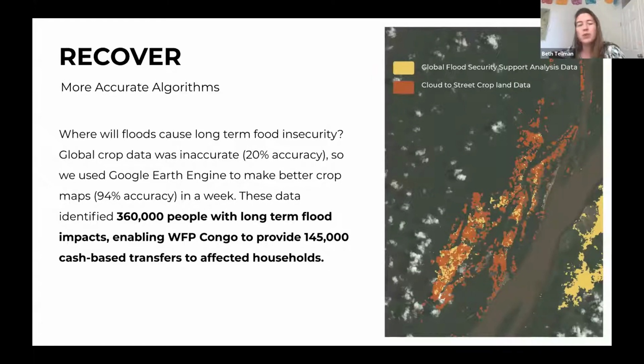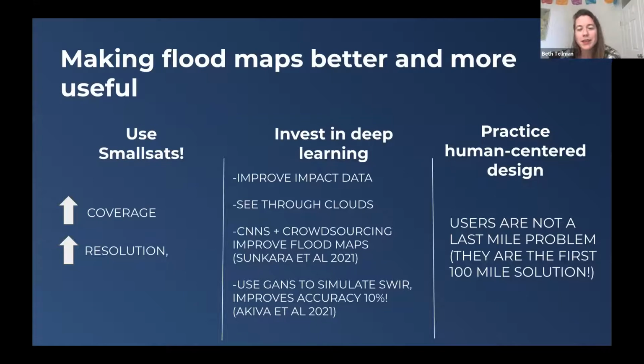Okay, so those are where flood maps can be used in the response, recovery, and preparedness phase of the disaster cycle. And I want to transition a little bit to some of our technical work coming out of our lab. And these are sort of the 3 insights that I want to leave you with.